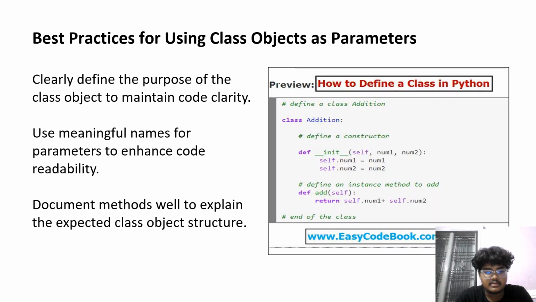Best practices for using class objects as parameters. Clearly define the purpose of the class object to maintain code clarity. Use meaningful names for parameters to enhance code readability. Document methods well to explain the expected class object structure.